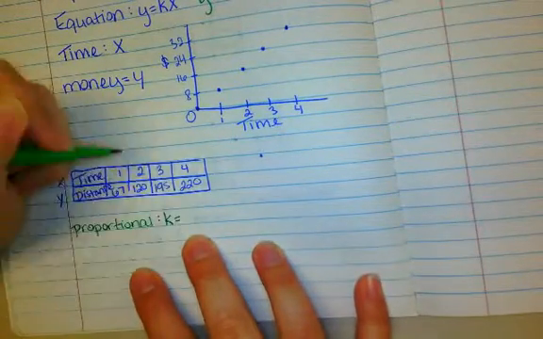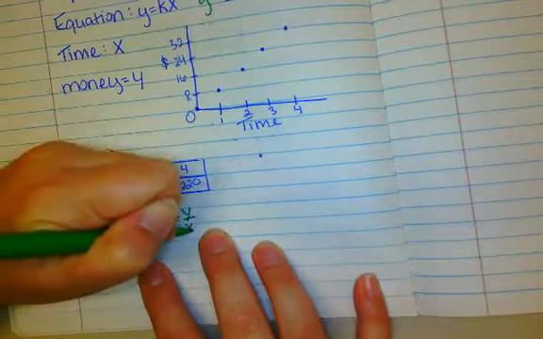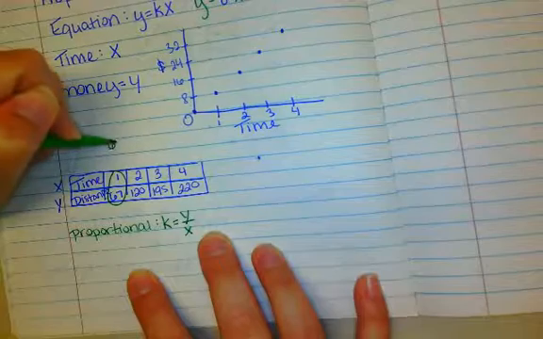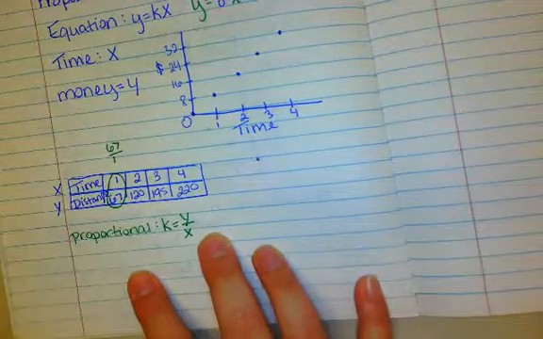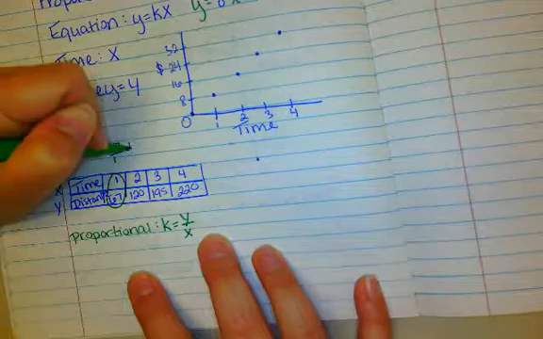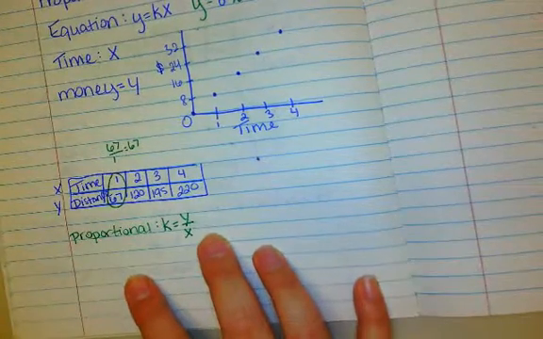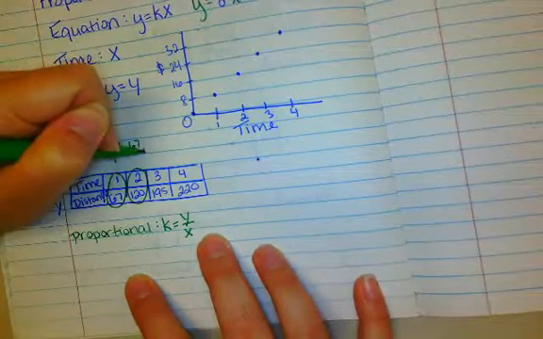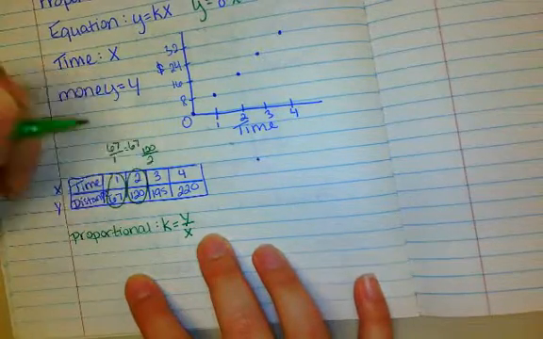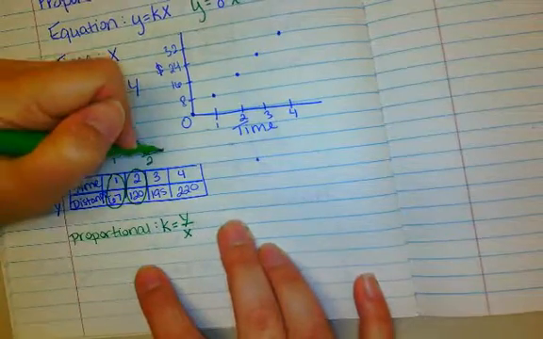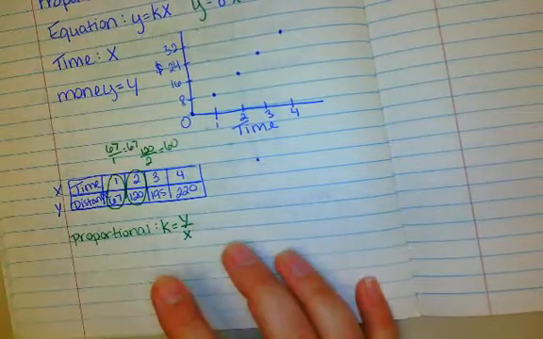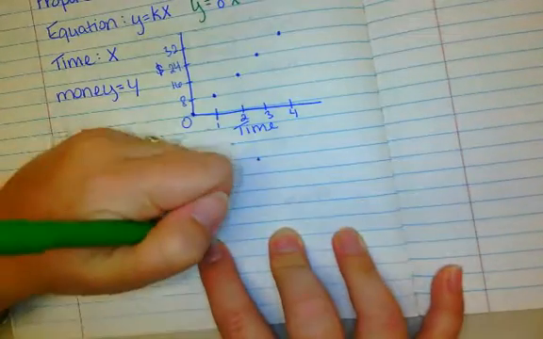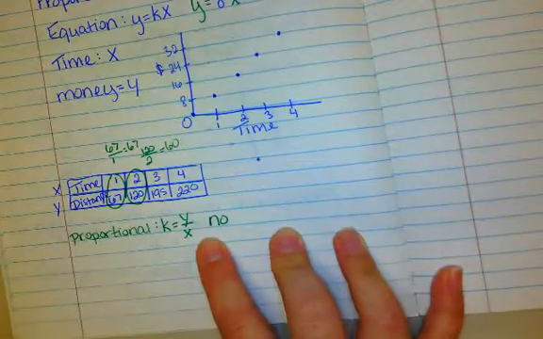Remember, in order for it to be proportional, I have to have that same constant, which is y over x. So I'm going to look at this ordered pair, and I'm going to divide 67 by 1. Well, 67 divided by 1 is 67. Okay? Well, let's see if the next one works. With my next ordered pair, I need to divide 120 by 2. Y divided by x. That equals 60. 60 and 67 are not the same number. So is it proportional? No.